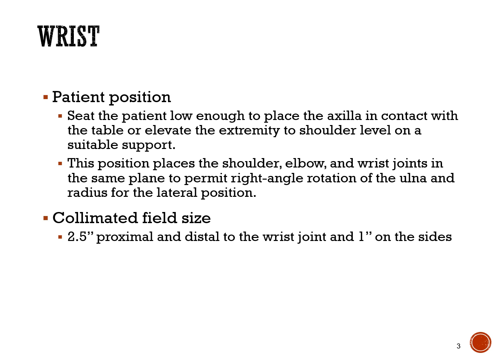The patient must be seated when we're performing images of the wrist, so that we're going to have the axilla in contact with the table, or we're going to elevate the extremity to the shoulder level on a suitable support. We want to make sure that the shoulder, the elbow, and the wrist are all in the same plane. We're going to collimate down to 2.5 inches proximal and distal to the wrist joint and 1 inch on the sides for all images of the wrist.